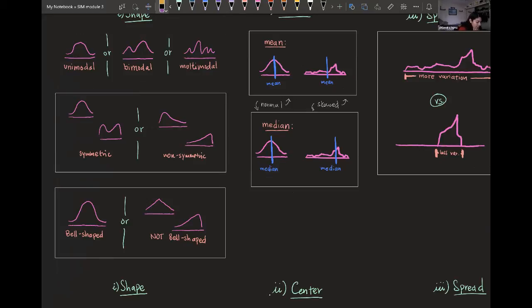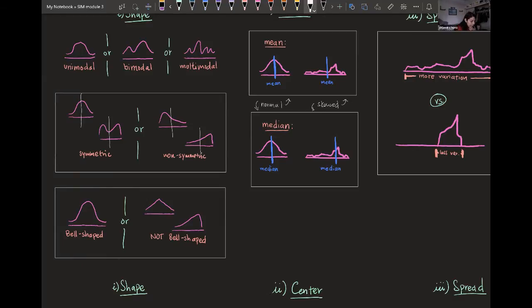Then we also want to check if it's symmetric or not symmetric. So if we were to fold this down the middle, it would land right on top of each other. If we fold this one down the middle, it lands right on top of each other. But these two right here, if we draw a line and we fold it, it wouldn't lie on top of each other. So those are not symmetric.